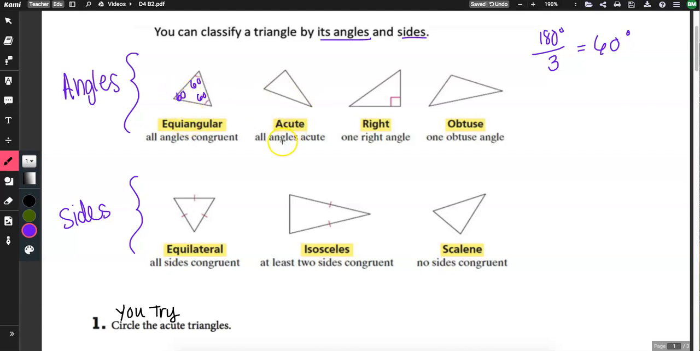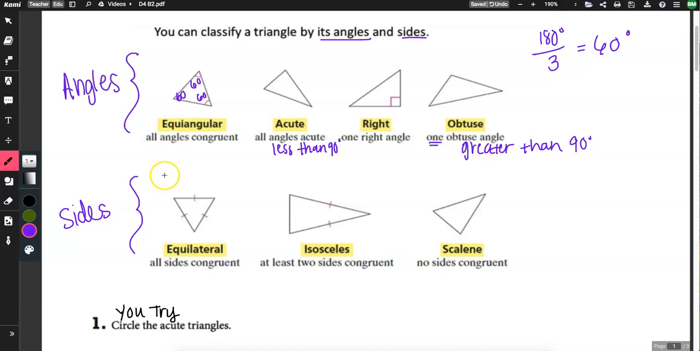Acute means all the angles are acute. That's less than 90. So all the angles are less than 90 degrees. Right means that it has one right angle. Obtuse is one obtuse angle. So that is only one angle that's greater than 90 degrees. Okay, it can only have one that's greater than 90 degrees. It can't have any more than that. Otherwise, the 2 angles together will sum to bigger than 180. Then there's no room for the 3rd angle.